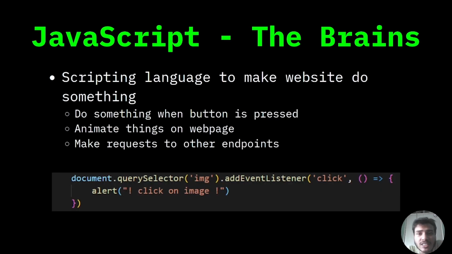Then we have JavaScript, or the brains. JavaScript is basically a scripting language which makes the website do something. It helps to define actions and the behavior aspect of the website. Like what will happen if a button is pressed, or if you have to animate some things on the web page, or make an end-to-end request. So that is why JavaScript is used in a website.